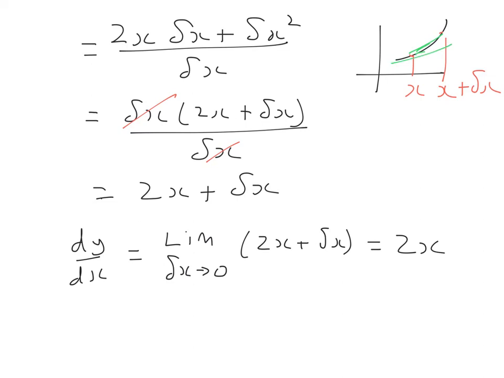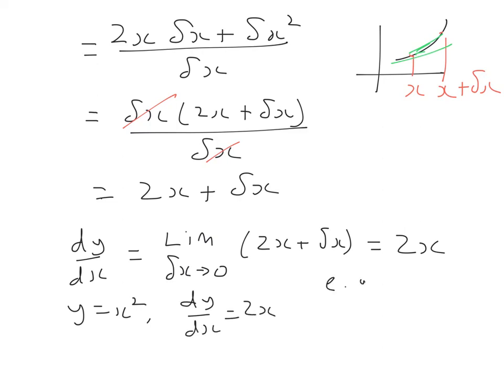So we're going to say delta x is 0, 2x plus delta x is just 2x. If delta x is 0, it's not the best delta I've ever drawn there, but that's meant to be a delta x. So what this is saying is that on the graph y equals x squared, the gradient is given by twice the x value. So dy by dx equals 2x.